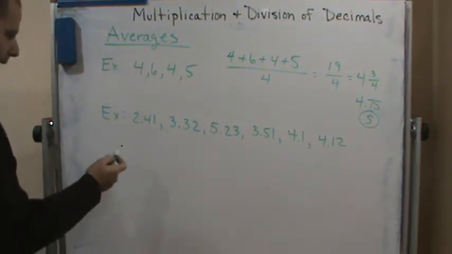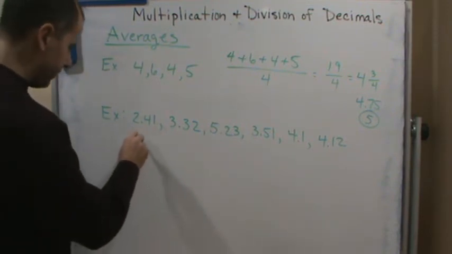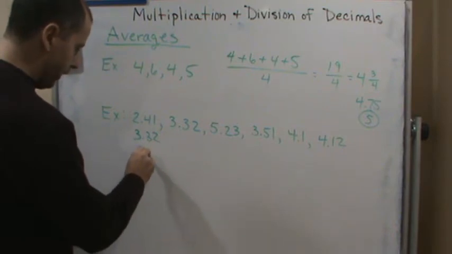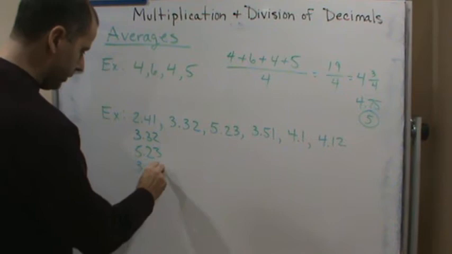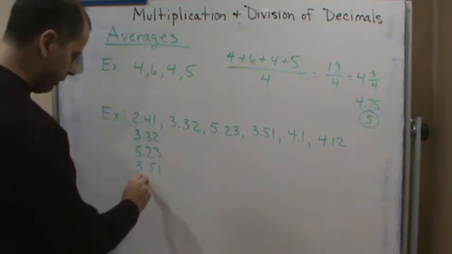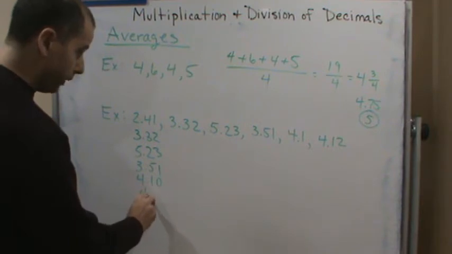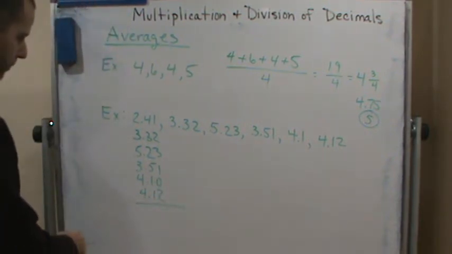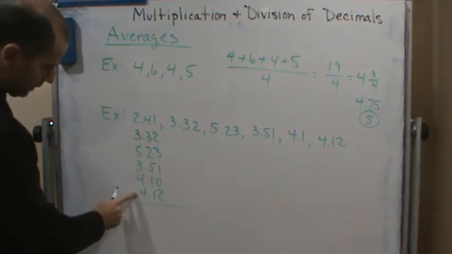Okay, so now if we add these up, so let's add these up. So 3.32, 5.23, 3.51, 4.10, and 4.12. Okay, so now if we add these up, I get 2, 5, 10, 17, 21.